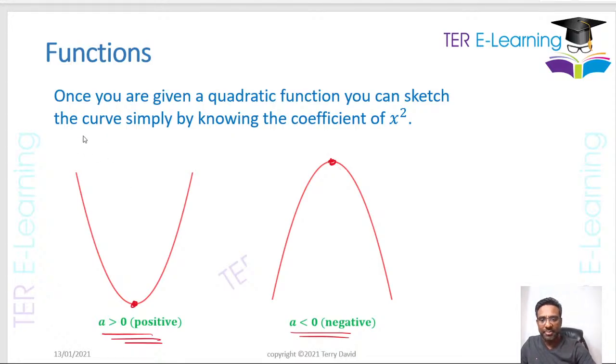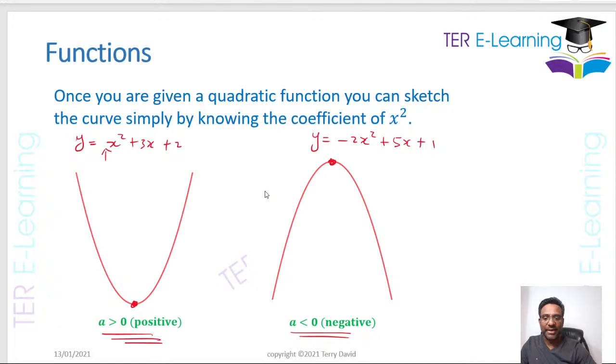So, for example, if I had an equation that looks like this, y is equal to x squared plus 3x plus 2, I know for sure that this graph is going to look like this, and it's going to have a minimum point, because my coefficient here is positive. But if I had something like this, y is equal to minus 2x squared plus 5x plus 1, I know for sure that the graph is going to have a maximum point.